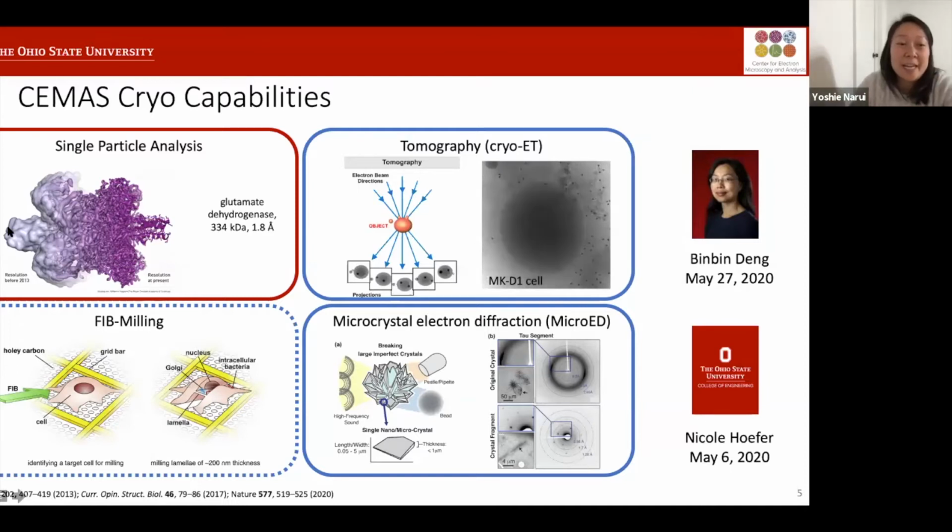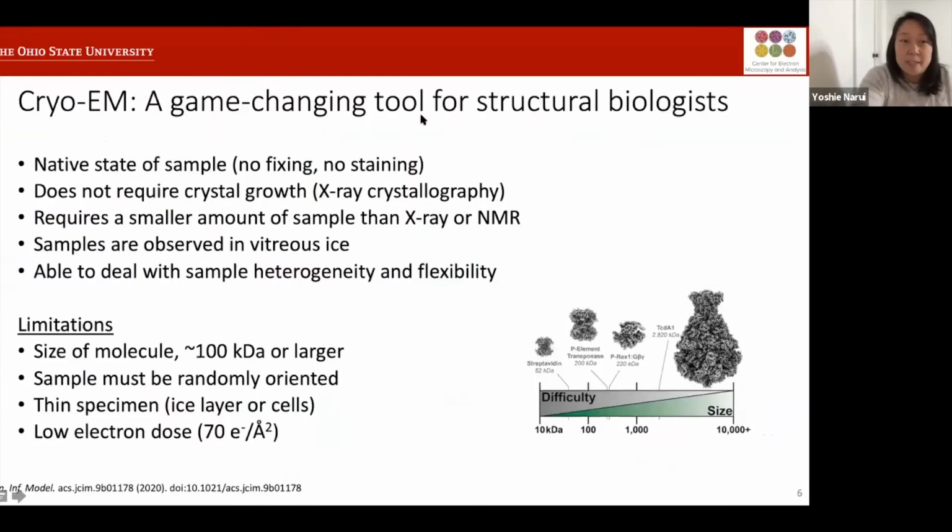If you look at this picture here on the left side, you can see where they were back in 2013. If you look at the density, it looks more like a blob. But as we're getting better and better at resolving this type of data, you can start to see secondary structure like alpha helices and also side chains in the density. Right now, the record is that you can definitely get sub-2 angstrom resolution for single particles, which is very impressive.